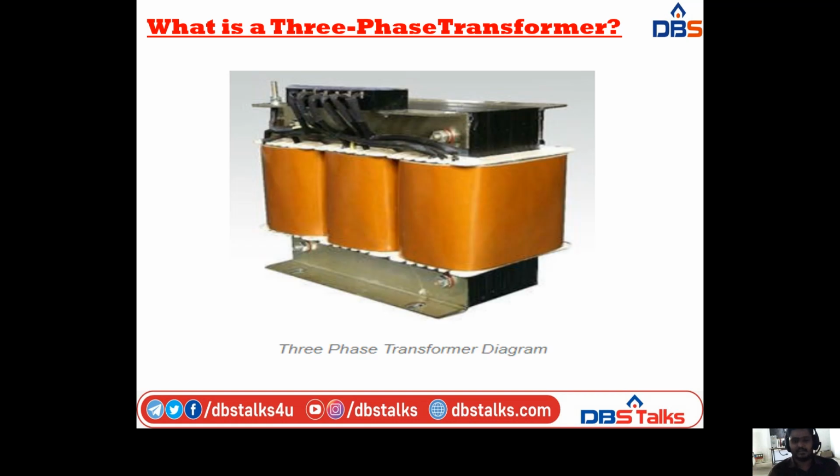So this is the original picture of the three-phase transformer. Here we have three phases, and this is the core we have. For this core, the primary and secondary coils are connected. That means three primary and three secondary.